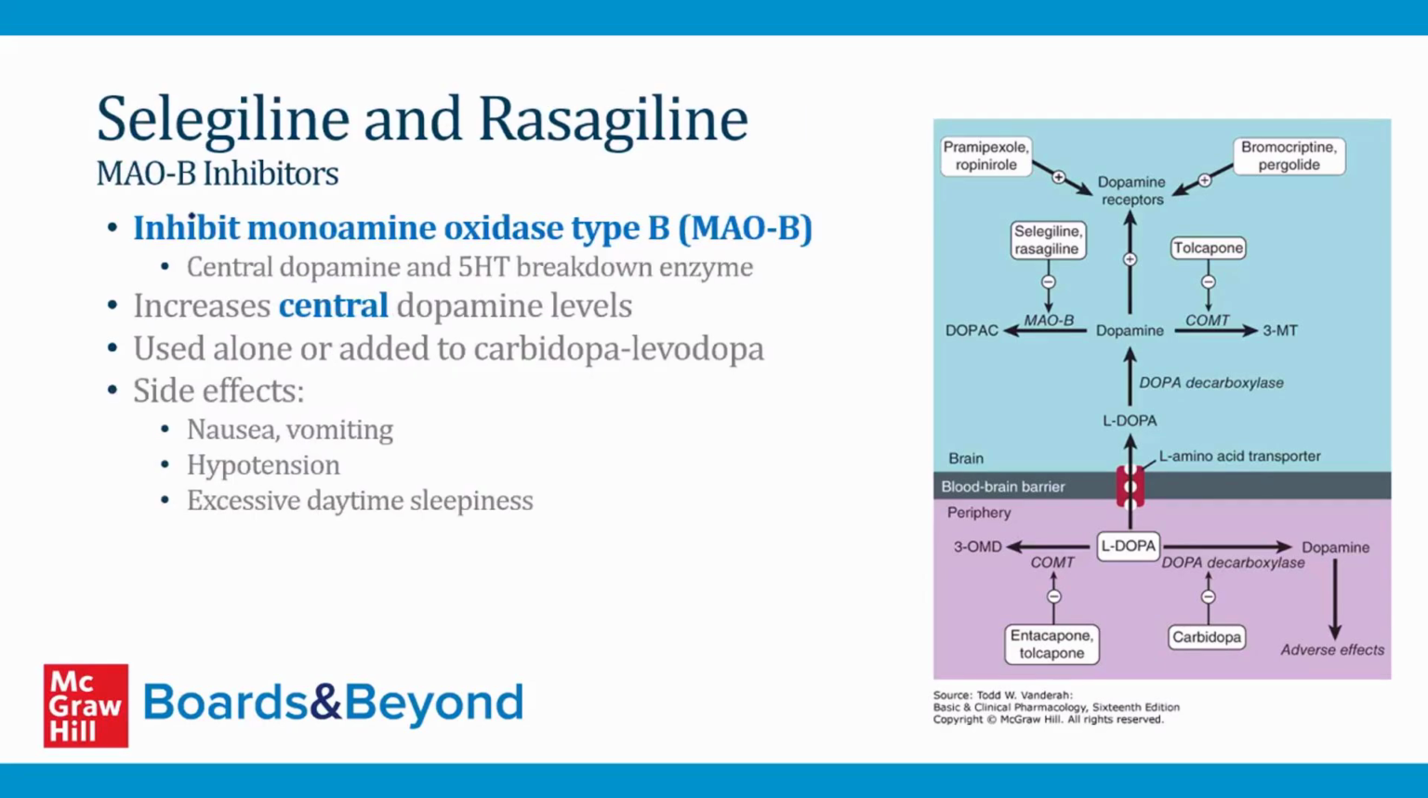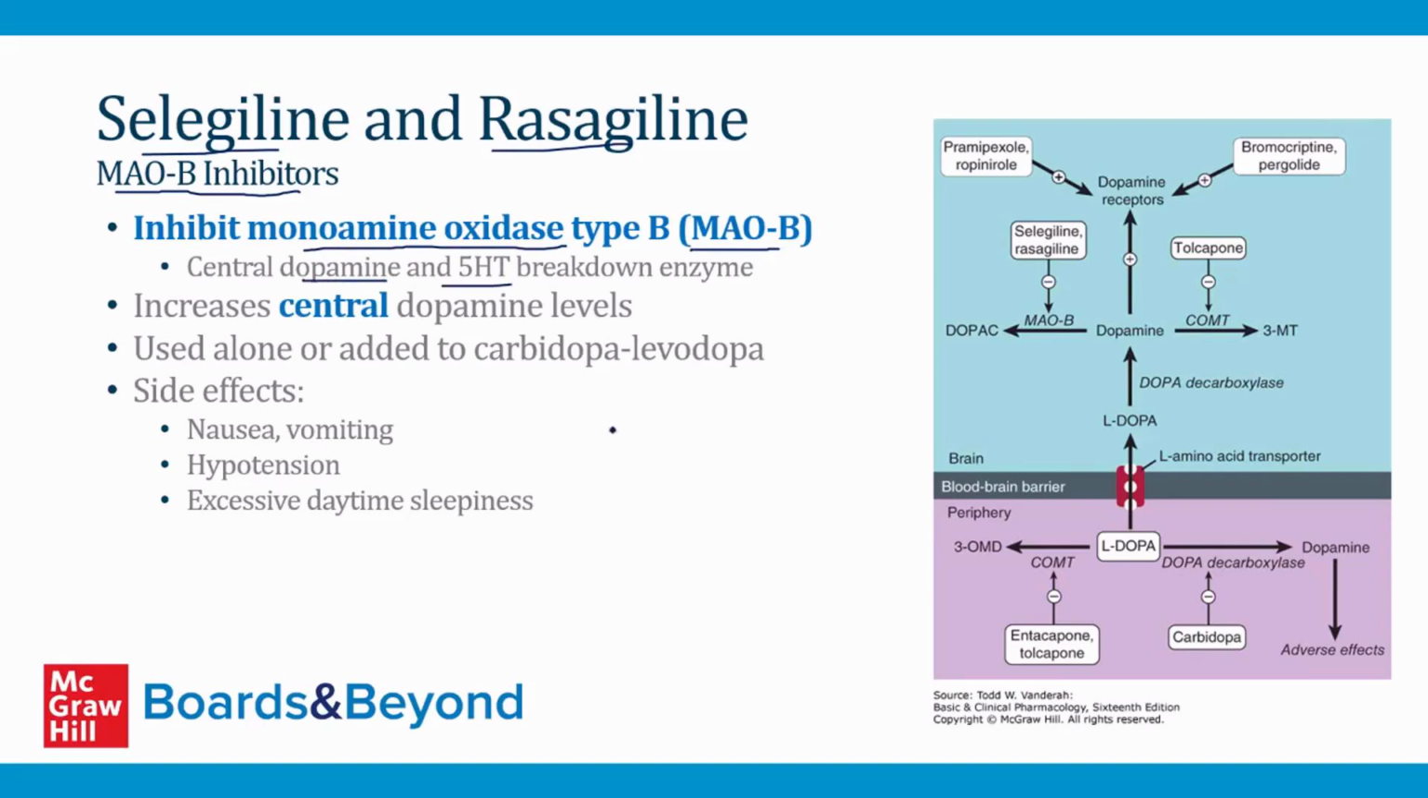Okay, our next group of drugs that can be added to carbidopa-levodopa are the MAOB inhibitors. There are two drugs in this group, selegiline and rasagiline. Both of these drugs inhibit the enzyme monoamine oxidase type B, or MAOB. This is an enzyme found in the central nervous system in the brain that breaks down dopamine and also serotonin to some degree.